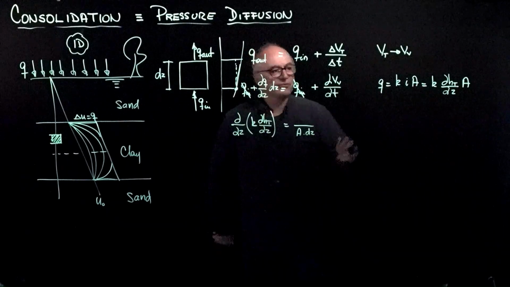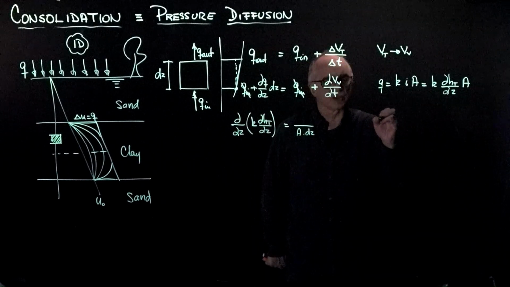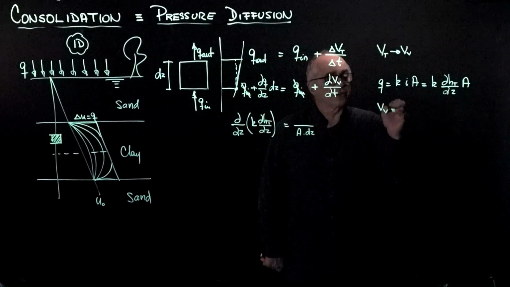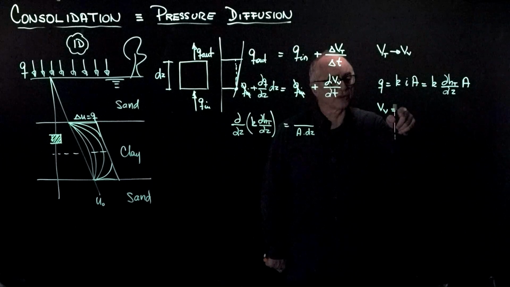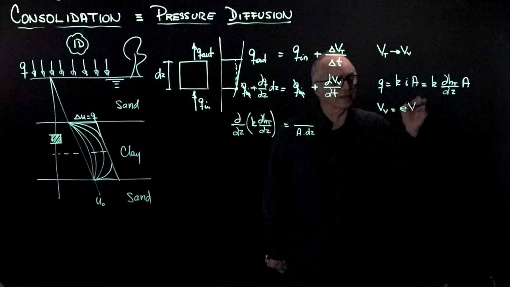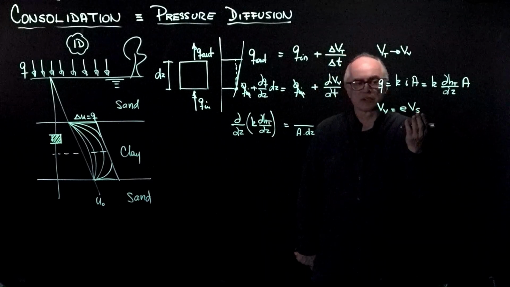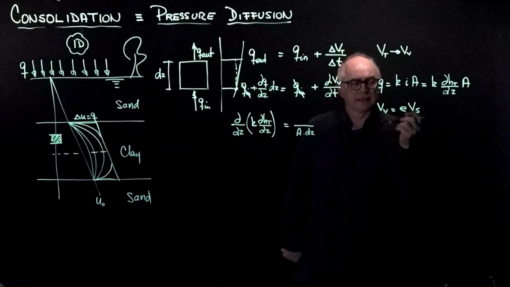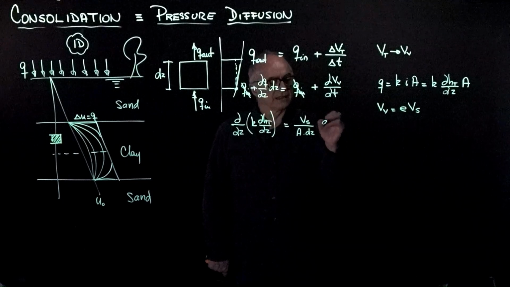Now the volume of voids is related to the volume of solids by the void ratio. So the volume of voids over the volume of solids is equal to the void ratio, so the volume of voids is the void ratio times the volume of solids. Once again, we are going to assume that the volume of solids is not changing, so we can take it out, and this becomes the volume of solids times de/dt.